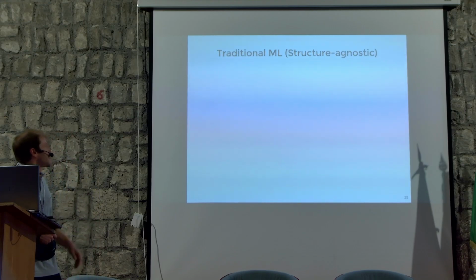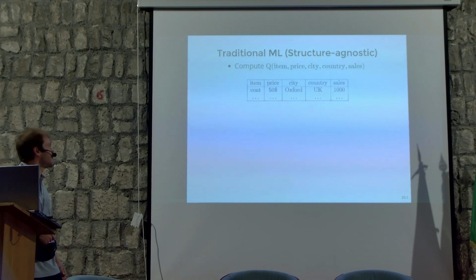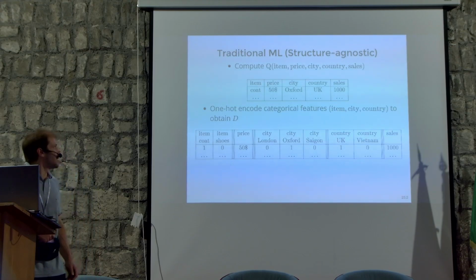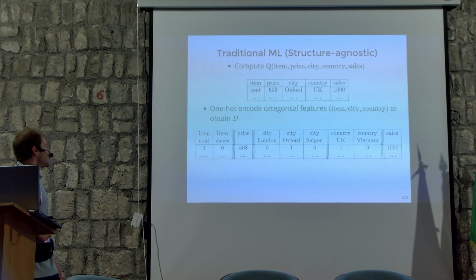Now, the traditional textbook algorithm to solve this problem is structure agnostic. It doesn't really look at the relational structure of the query. Instead, to solve this in a traditional way, we just compute the output of the query in a big table, and then we have to do one-hot encoding for categorical features. For example, item here is a categorical feature. It doesn't make sense to use it directly in the training data. We need to expand it into a 0-1 vector for different items, and so on. We have to do this for cities and countries, and we end up with this bigger table.